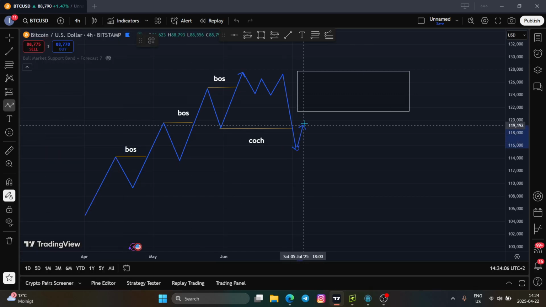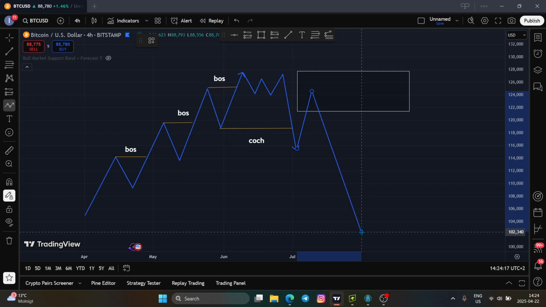So price will go up again to this area, because there's so much money in this area. There's so much liquidity in this area. So once it breaks, go up to grab liquidity, and then you continue down. And this is how most of the stocks and crypto works.